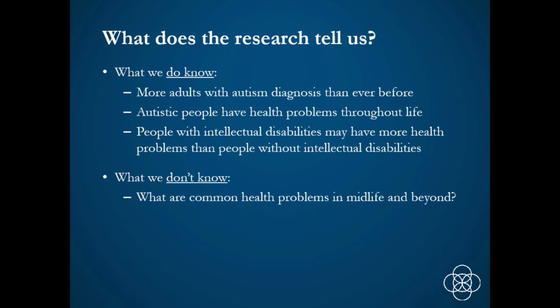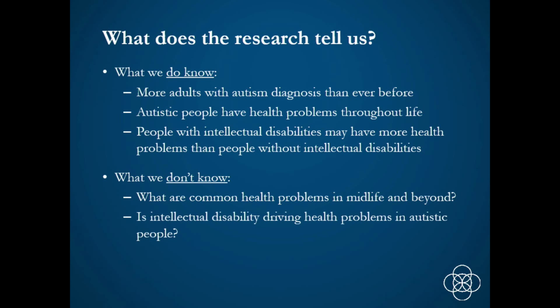We don't know a couple of things. We don't know what the common health problems are in midlife and beyond in autism. We don't know whether intellectual disability is driving health problems in autism or whether this is something that's inherent to autism. And then we also don't know how we should help and what we can do to help people on the autism spectrum live long, healthy, and self-reliant lives.